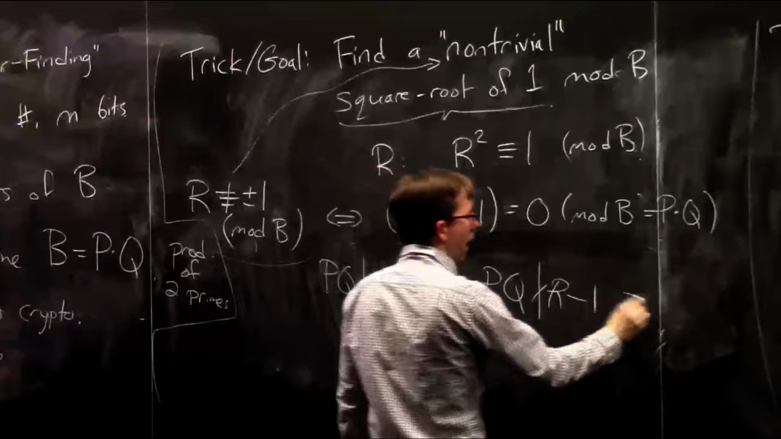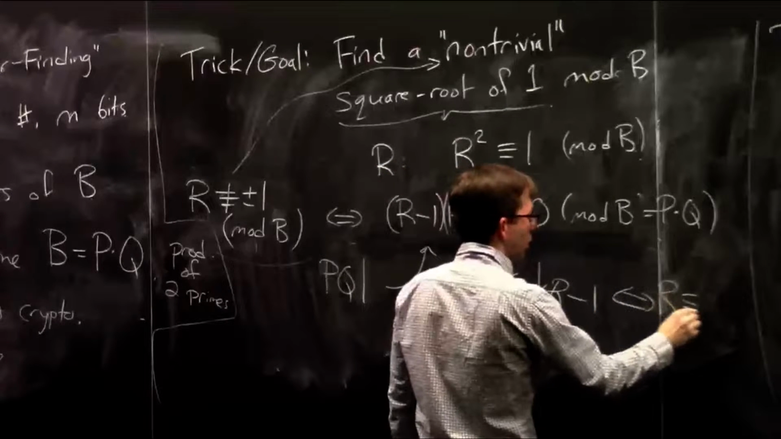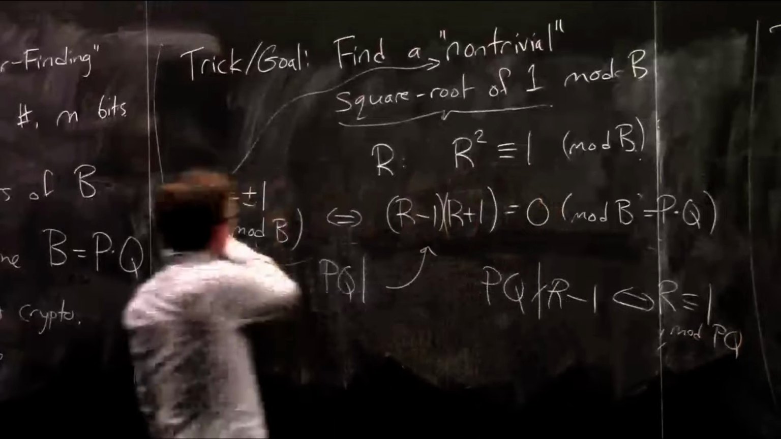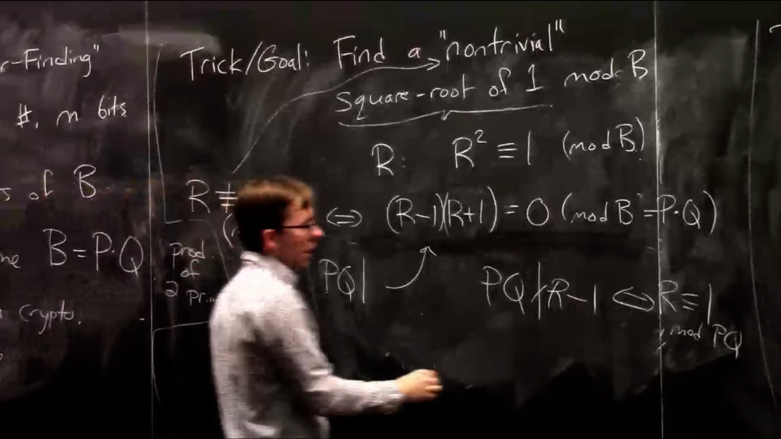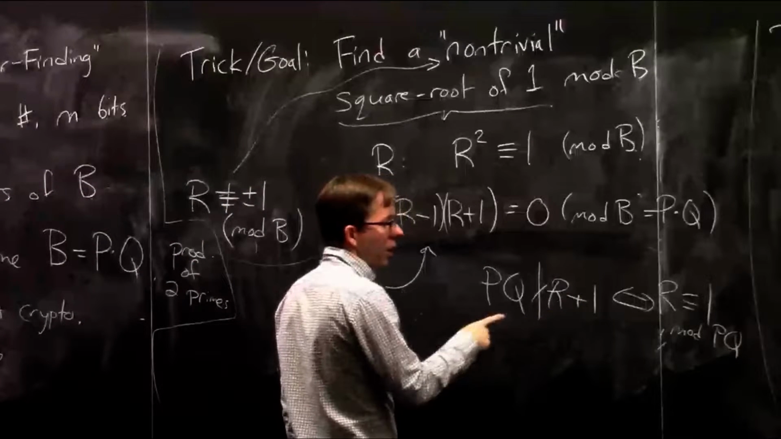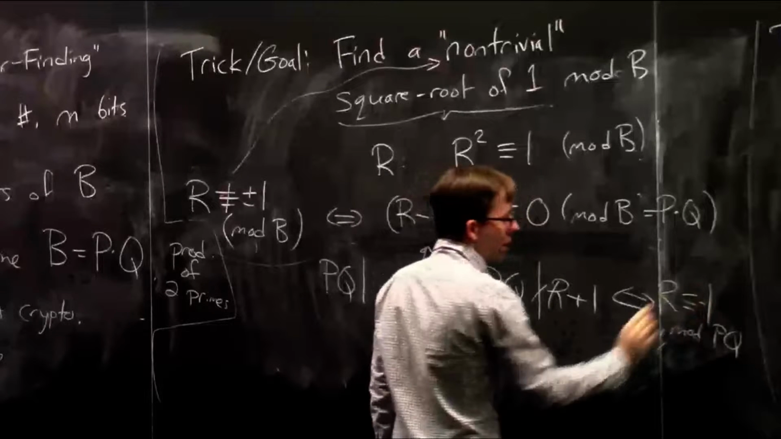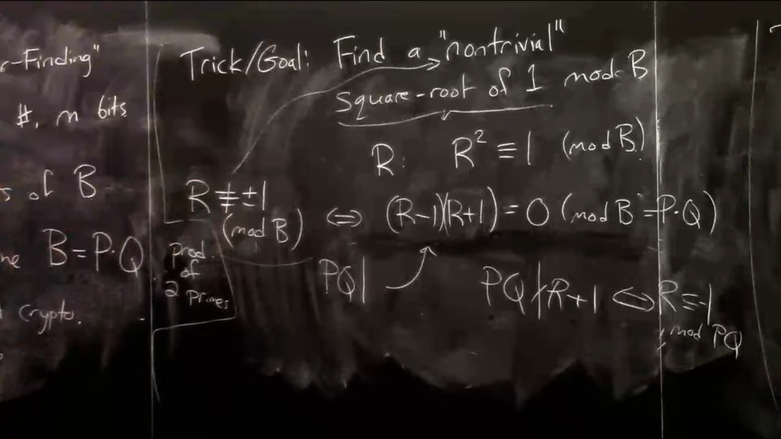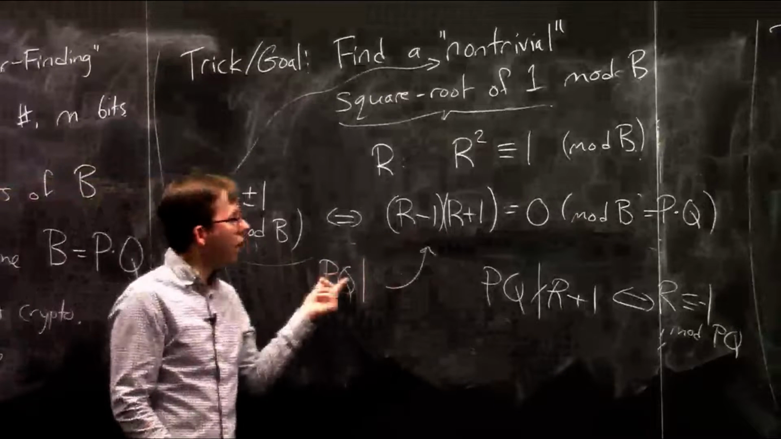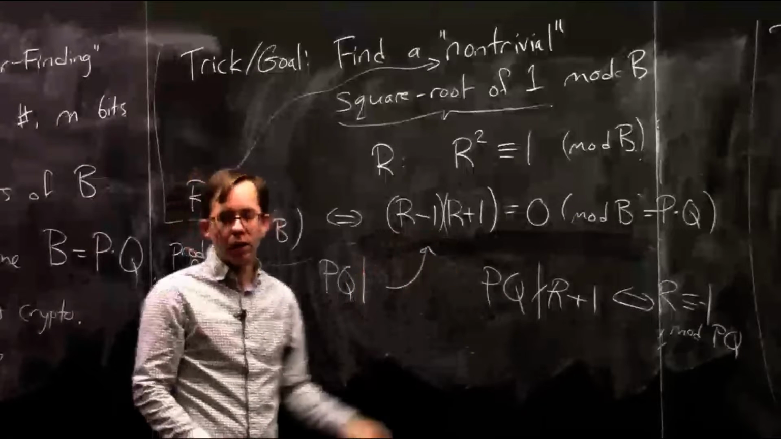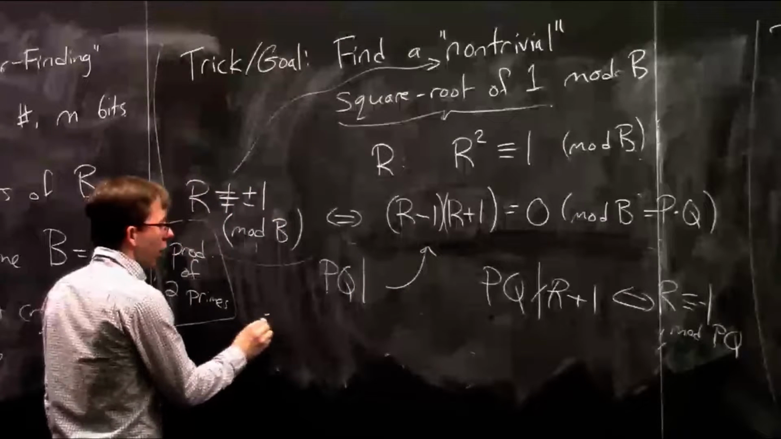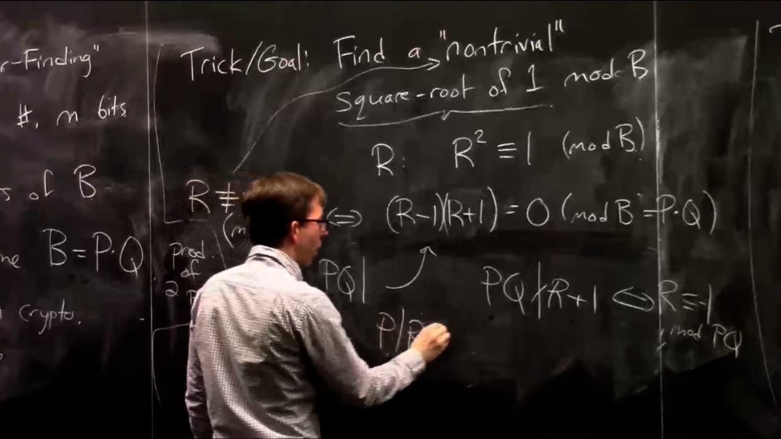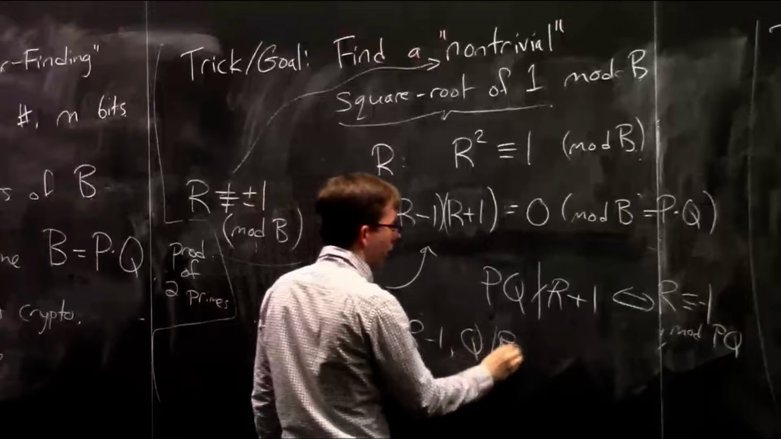Because that's literally saying that r is congruent to 1 mod pq, which is b. And we're saying r is not 1. And it can't also similarly be that pq divides r plus 1, because that would be saying that r is minus 1 mod pq, which we're prohibiting. So p and q as primes have to divide this product, but it's not like both of them can divide one of them and not the other. So you conclude that either p divides r minus 1 and q divides r plus 1, or vice versa.